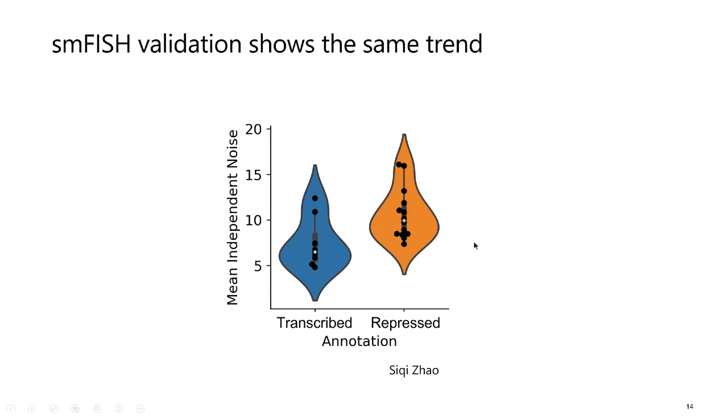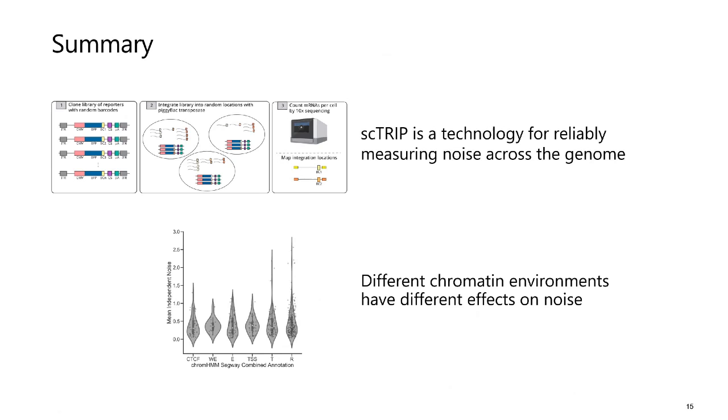Here I'm showing you about 20 clonal cell lines. About half have an integration in a transcribed region and about half have an integration in a repressed region. In the repressed regions, there tends to be more noise than in transcribed regions too. So finally, what I've shown you today is that single-cell TRIP is a technology for reliably measuring noise across the genome, and that different chromatin environments can have different effects on noise.